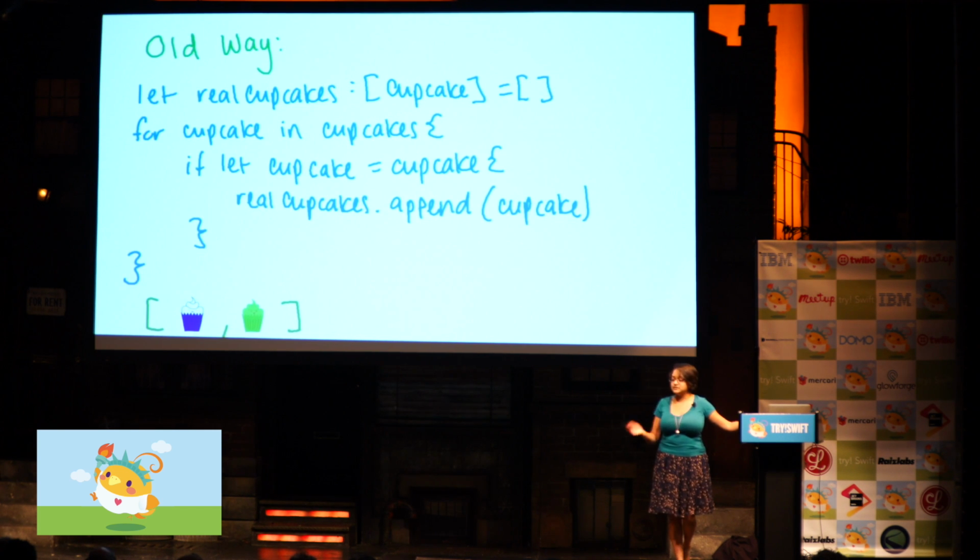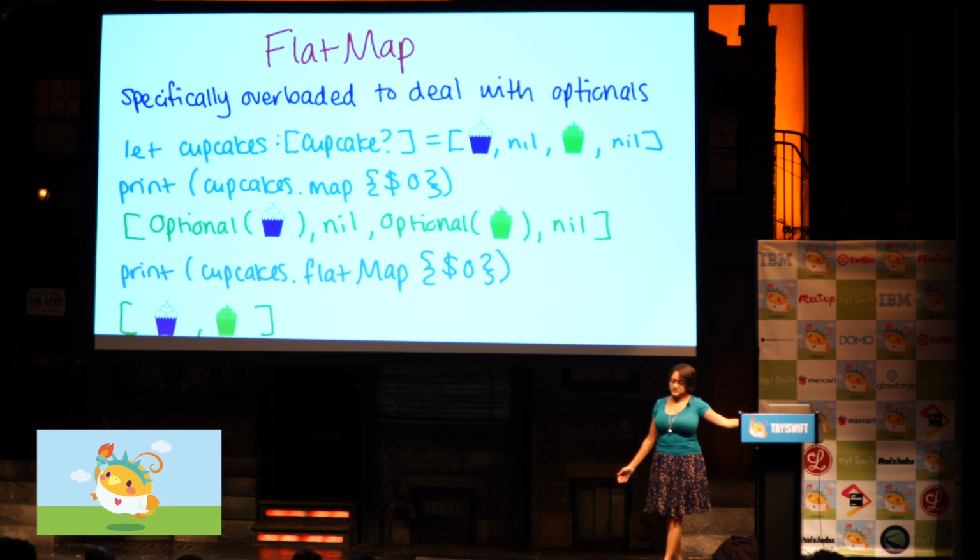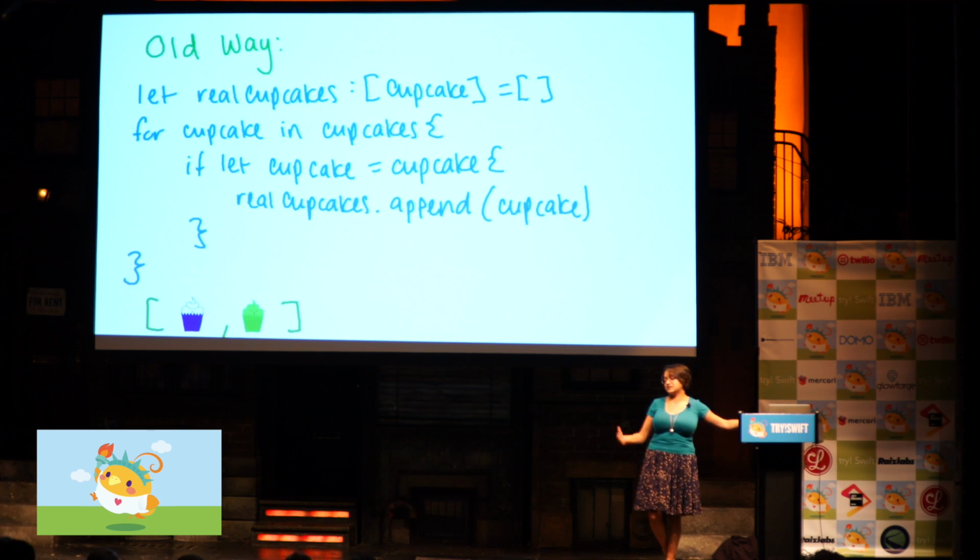So the old way of doing that would be something where I say, for cupcake in cupcakes, if let cupcake equals cupcake, then realCupcakes.append(cupcake). If you look at the difference between the two, you have a one-liner that really takes out all of the nils versus another four-liner that goes through each of the cupcakes and decides if it's nil or not and then appends it to a new array.